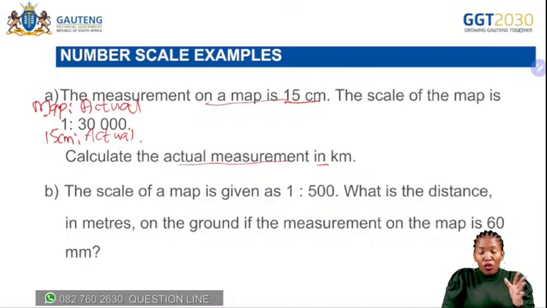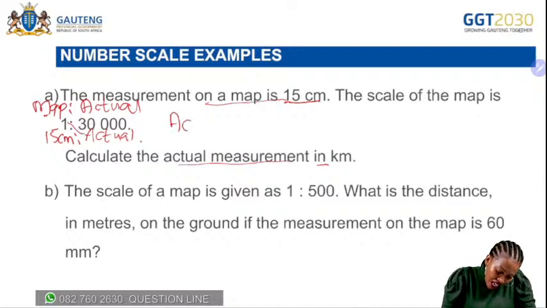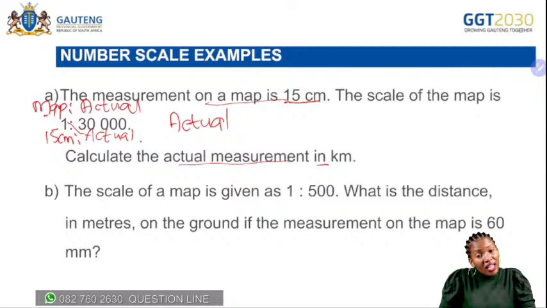For me, cross multiplication works. So I'm going to say 1 multiplied by the actual. Remember, anything multiplied by 1 is that item. If you say dog times 1 is dog, girl times 1 is girl, actual times 1 is actual. So actual equals 15 multiplied by 30,000.